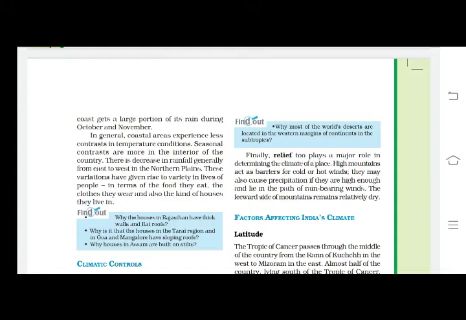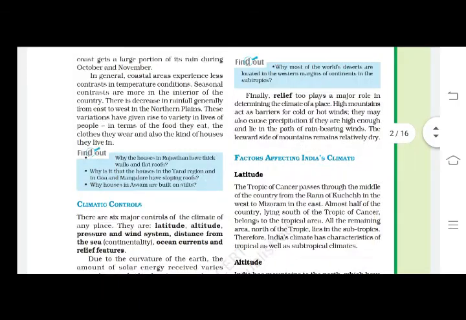So these were some climatic controls, that is latitude, altitude, pressure and wind, distance from sea, ocean currents and relief. So these are all the climatic controls. Now we are going to come to the topic, that is factors affecting India's climate. What are the different factors which affect our climate, the Indian climate?